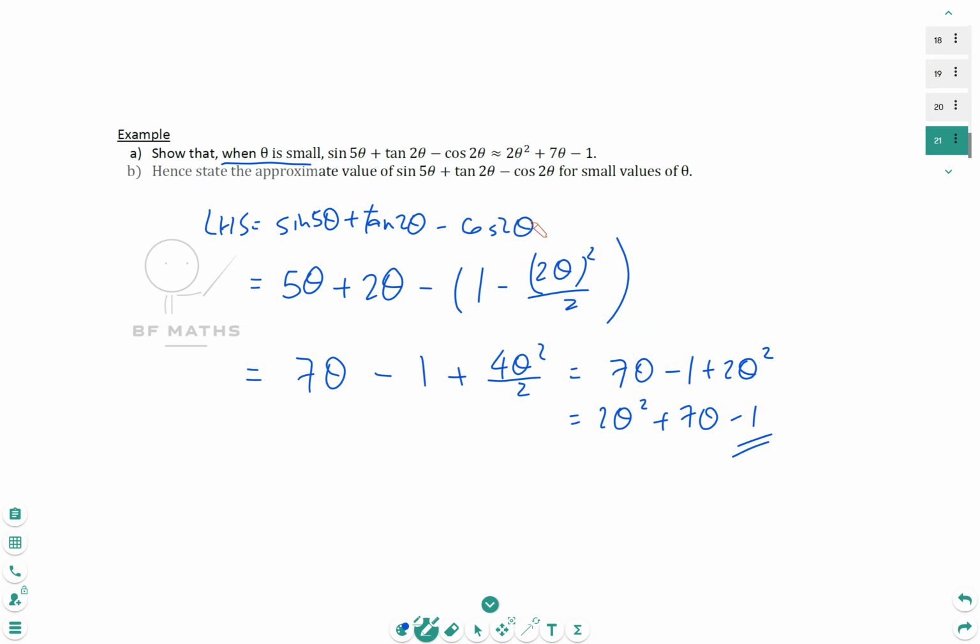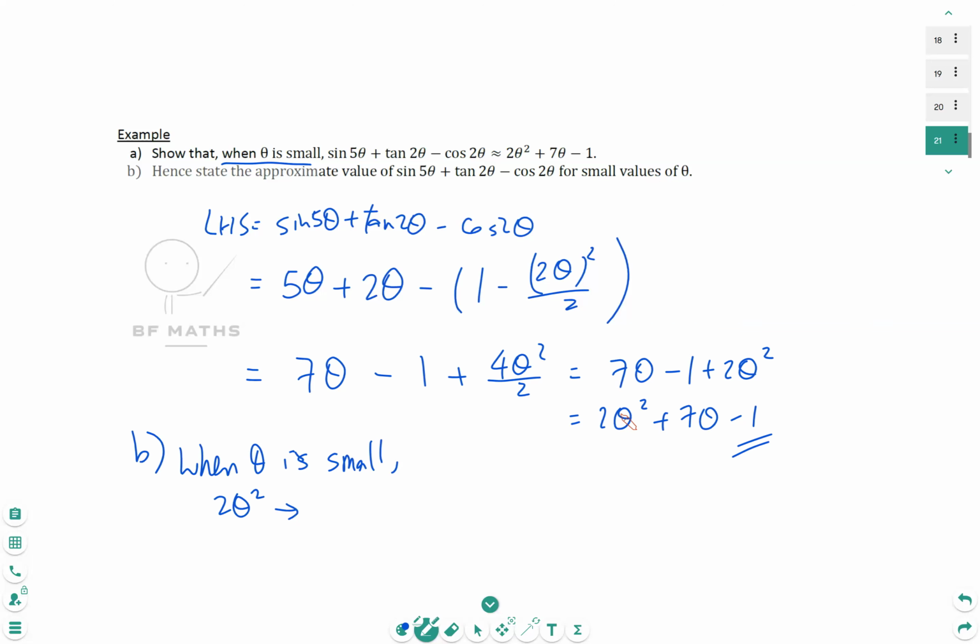And part B. And hence, state the approximate value for sine 5 theta plus tan 2 theta minus cos 2 theta. So now when theta is small, that means think about theta being a very, very small number, like 0.01.